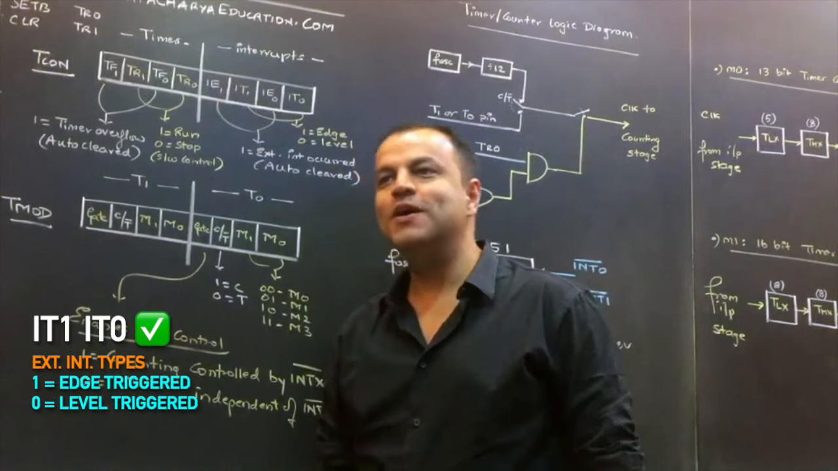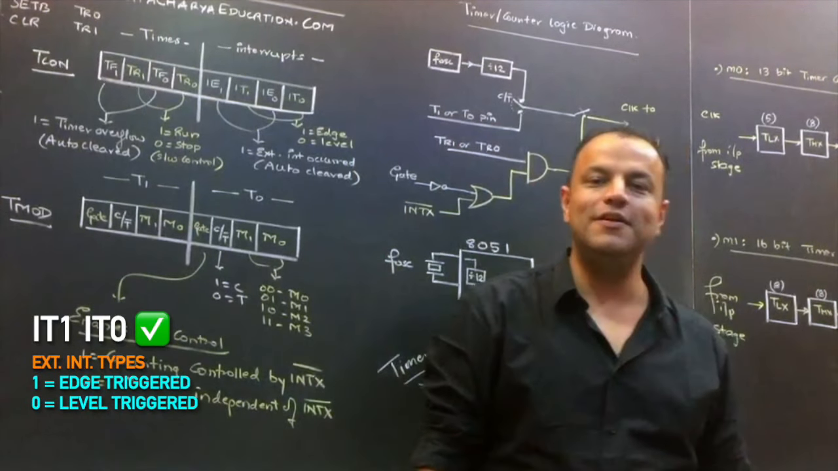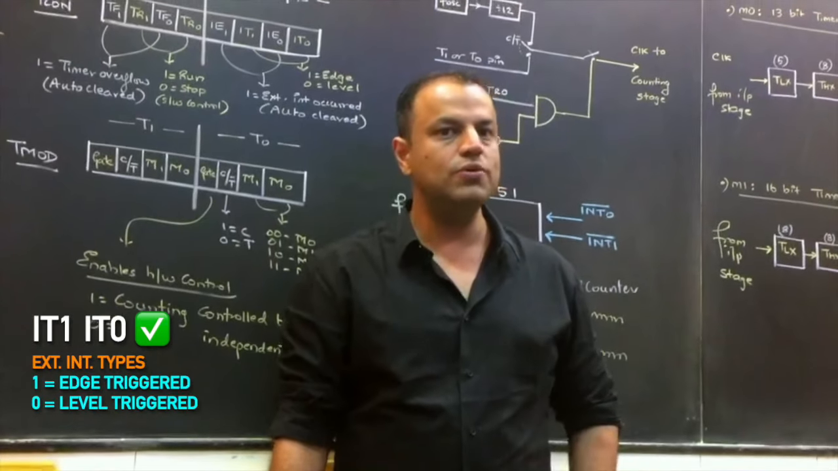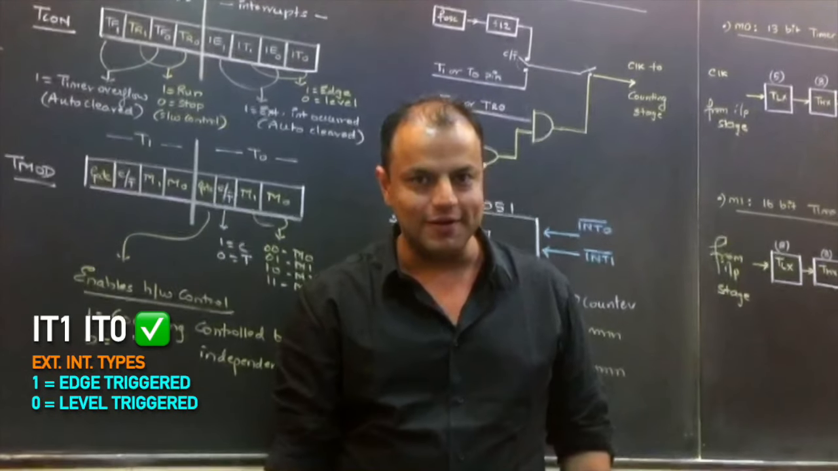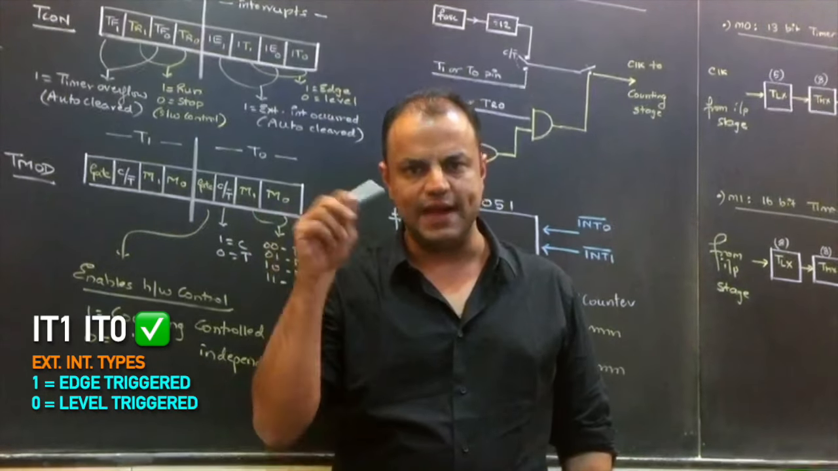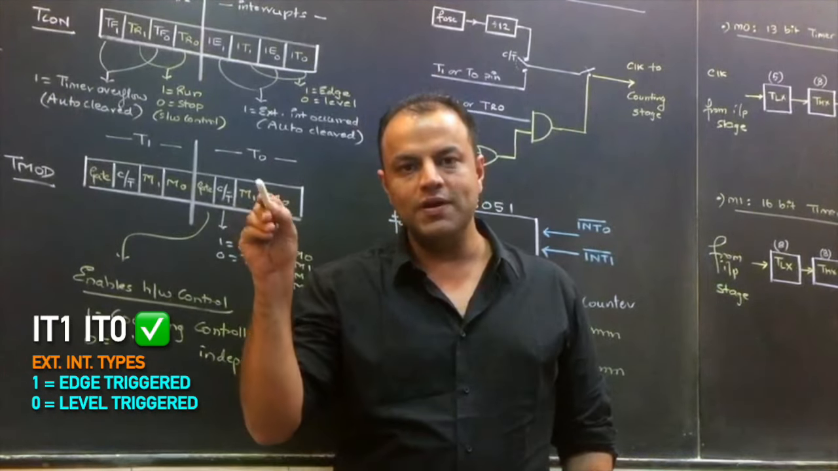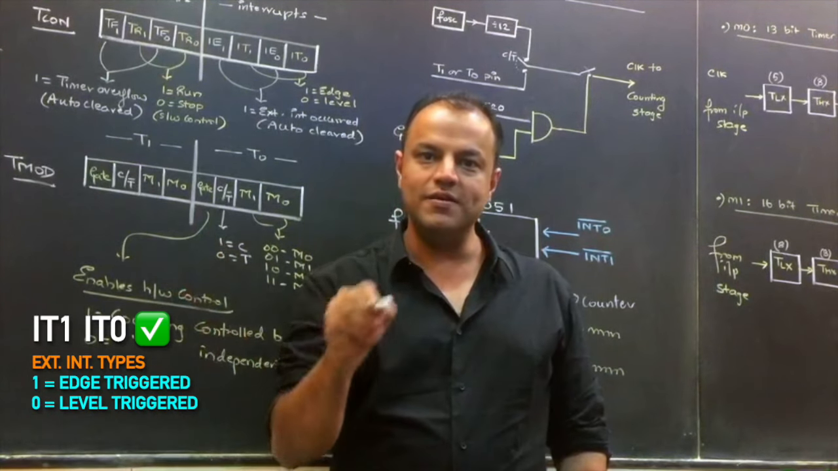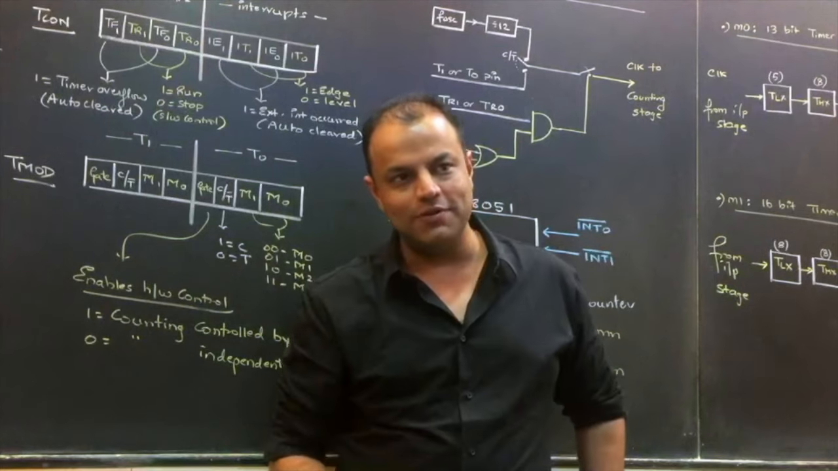IT1 and IT0 are interrupt trigger flags. They're called interrupt type, but basically they give the trigger. I'm sure you know there's something called edge triggered and level triggered. If an interrupt is recognized on an edge, could be rising, could be falling, these are active low so it will be falling, but anyways, when an interrupt is recognized on an edge, that is called edge triggered. When it is recognized on a level, that's called level triggered.